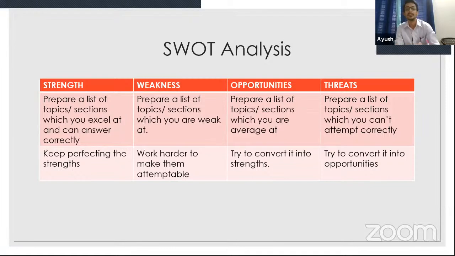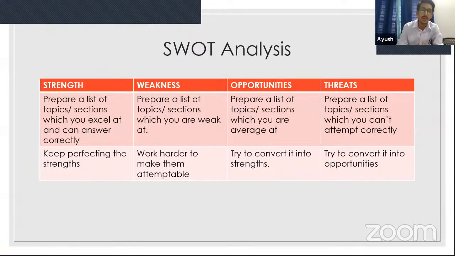What are the threats then? The threats are those topics or sections which you can't attempt correctly. More often than not, you commit mistakes. There, you have to be more cautious. You have to convert these into your opportunities.